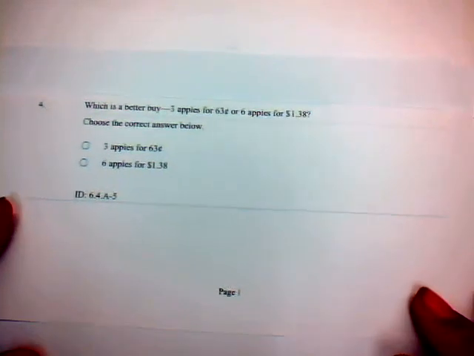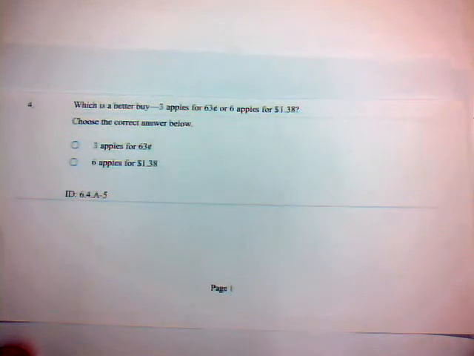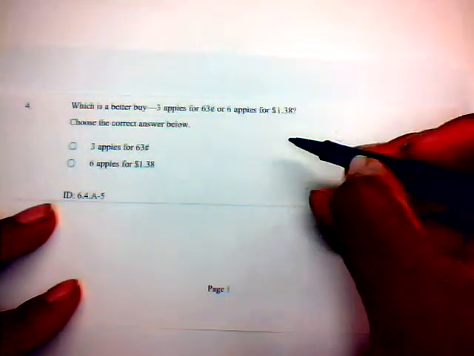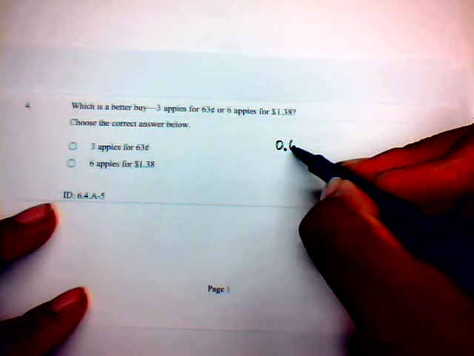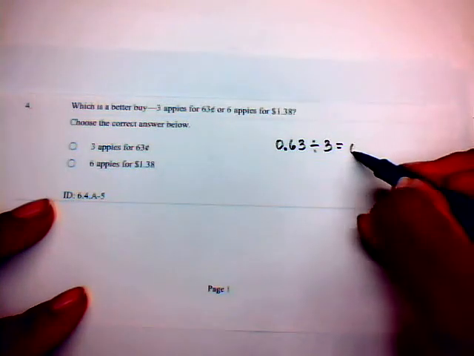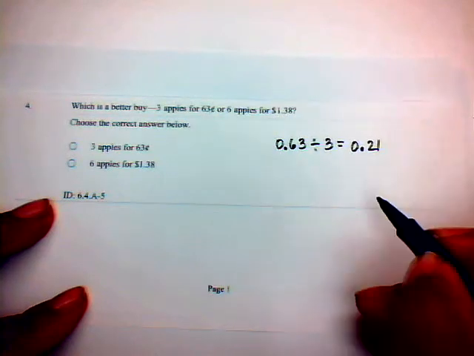Okay. Problem number 4 is determining which one is the better buy. You have 3 apples for 63 cents or 6 apples for $1.38. Okay, one way of doing this is finding out what the unit price is for each one of these. For 3 apples at 63 cents, we're going to do 63 cents, take that and divide that by 3. And you're going to get 21 cents.